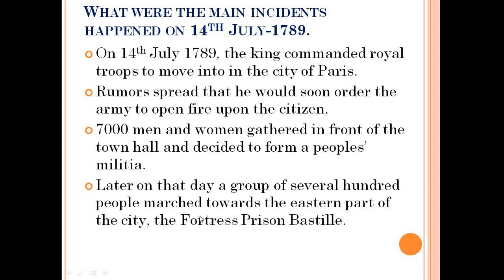Later on that day, a group of several hundred people marched towards the eastern part of the city, the fortress prison Bastille. Okay, what is Bastille? Bastille is a fortress where the monarch, the king, imprisoned the people who revolted against the government.